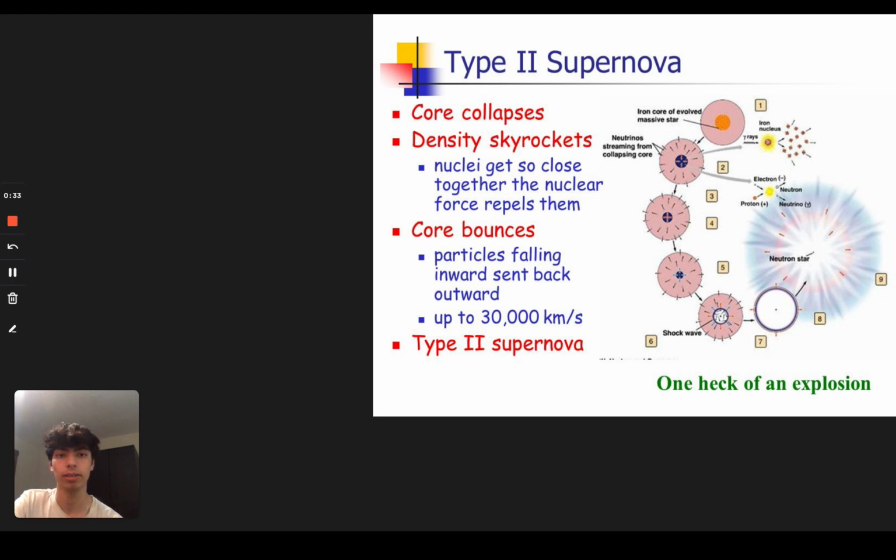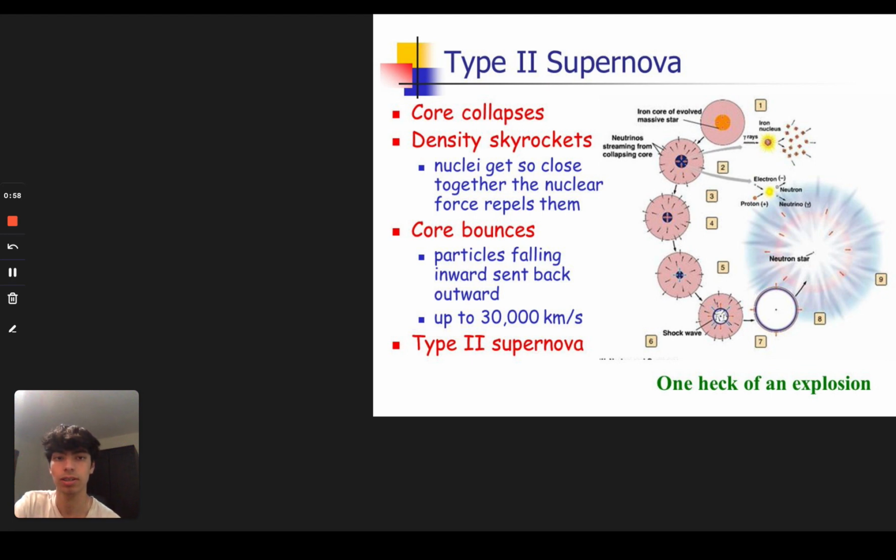But the way that we now can differentiate a type II supernova from other types of supernovae is through the hydrogen lines in its spectra. This is thanks to astronomer Rudolf Minkowski, who in 1941 determined that hydrogen spectral lines are what let us know that a supernova is a type II supernova.